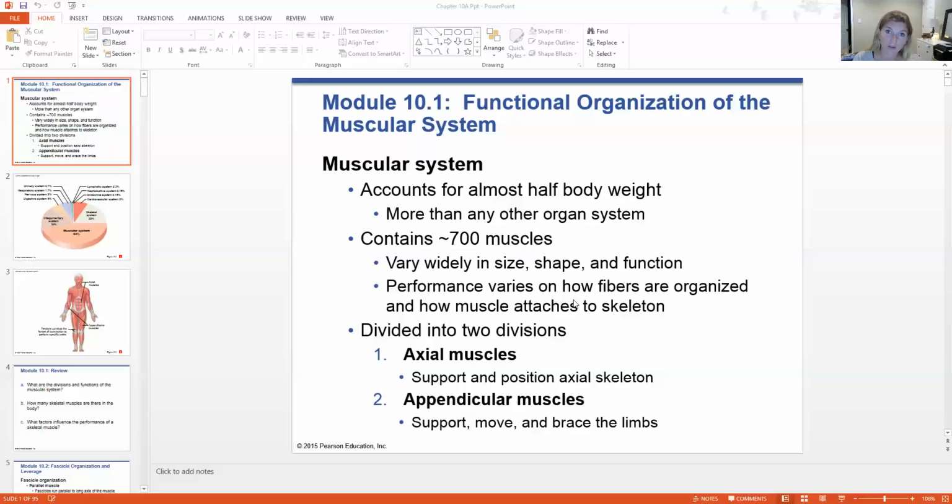We have the axial muscles. These are the muscles of the head, neck, and trunk. And then our appendicular muscles, which are moving and bracing the limbs.